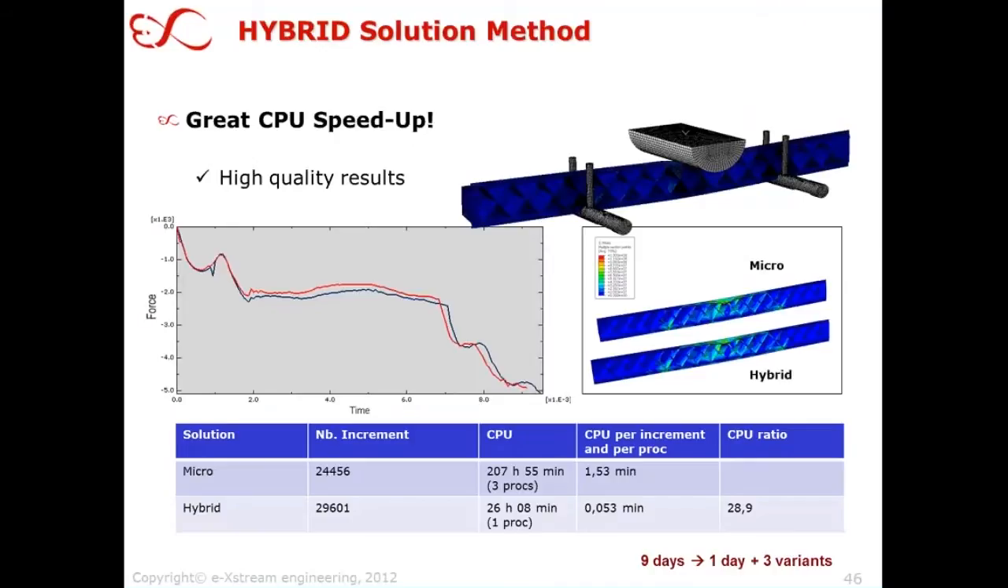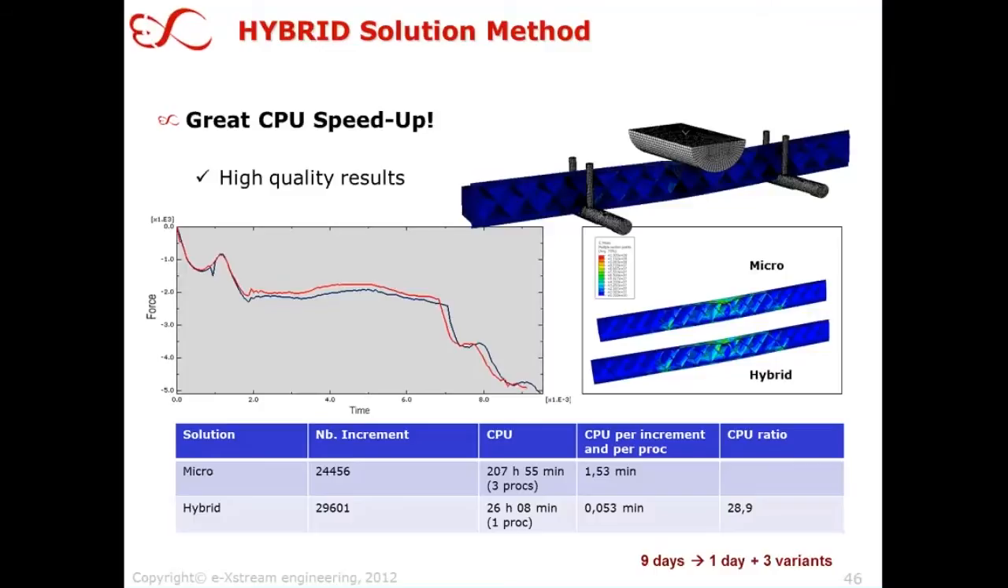And here we see again very high quality results, so it's a perfect superposition of the force response that we compute by the micro method and the new hybrid method. If we look on the right side of the slide, we see a comparison of the local stress field, von Mises stress in this case, and you see that the stress field is identical between the micro and the hybrid method.